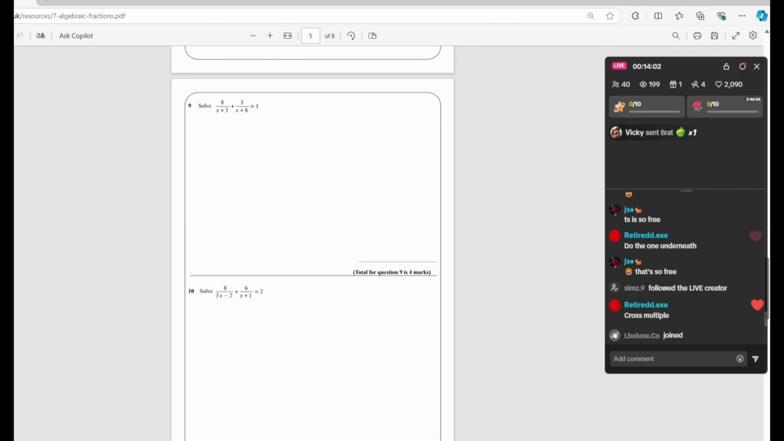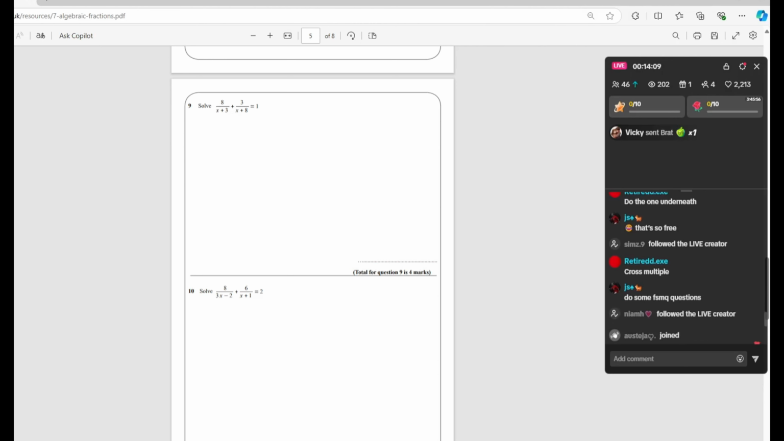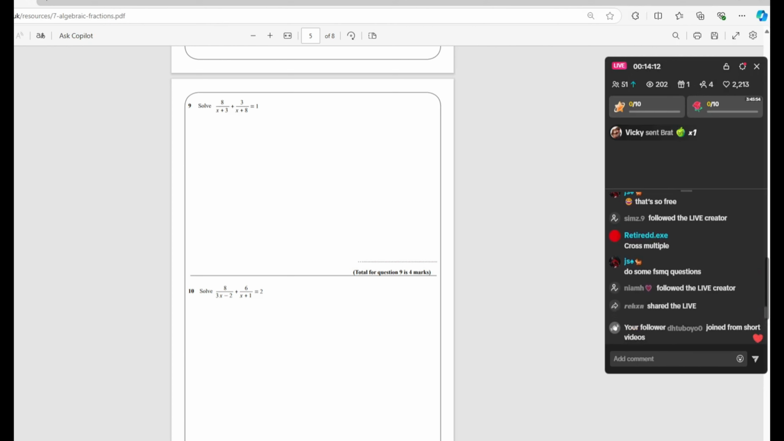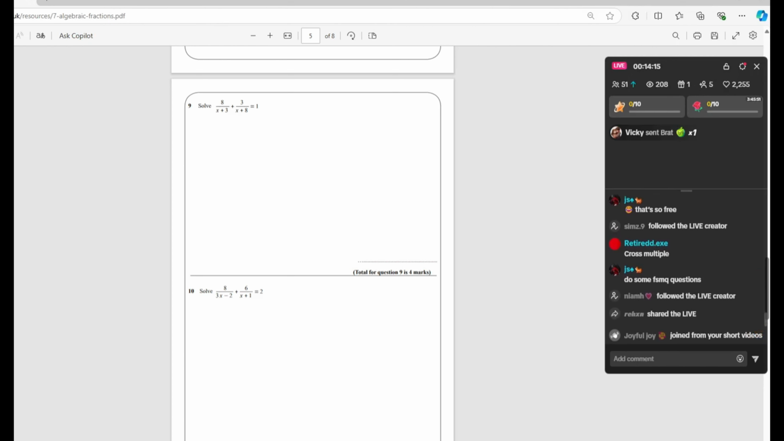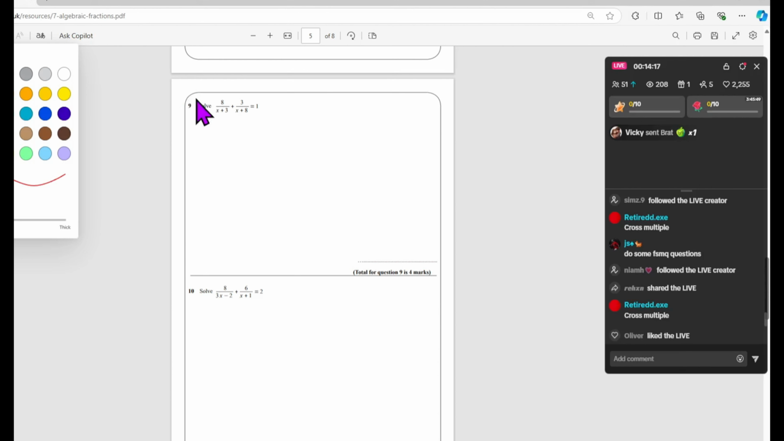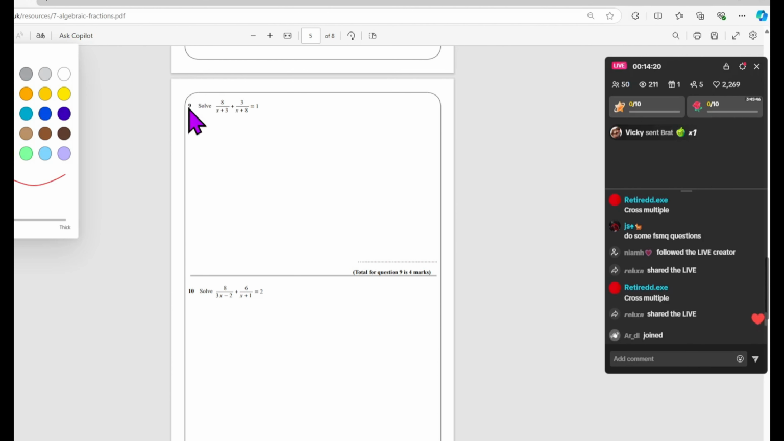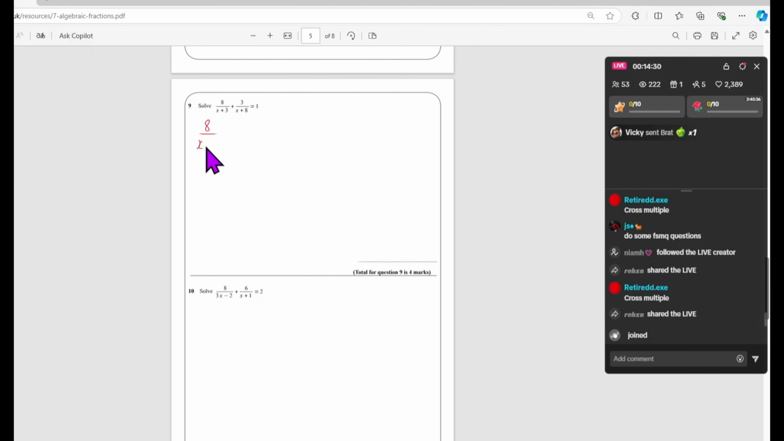The first thing we do with algebraic fractions is the same process as when we're doing normal fractions. When we're doing normal fractions, you have to find the common denominator, right? With algebraic fractions, you're doing the same. But what we do is just cross multiply to get the common denominator and the common numerators as well, okay? So we have 8 over x plus 3 plus 3 over x plus 8. I just wrote it down so you can clearly see it.